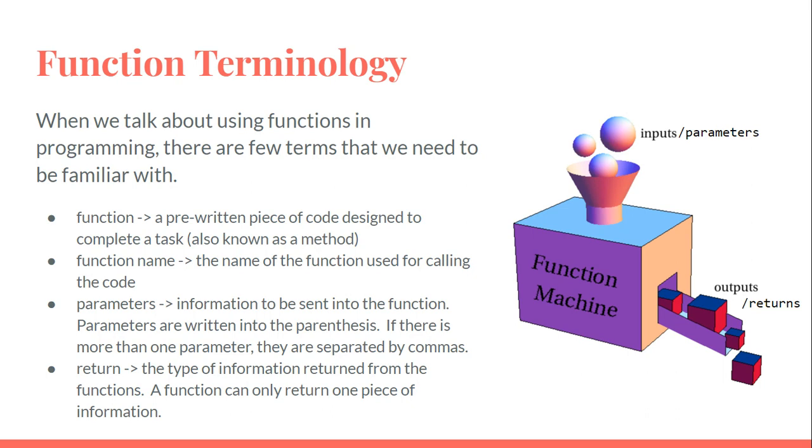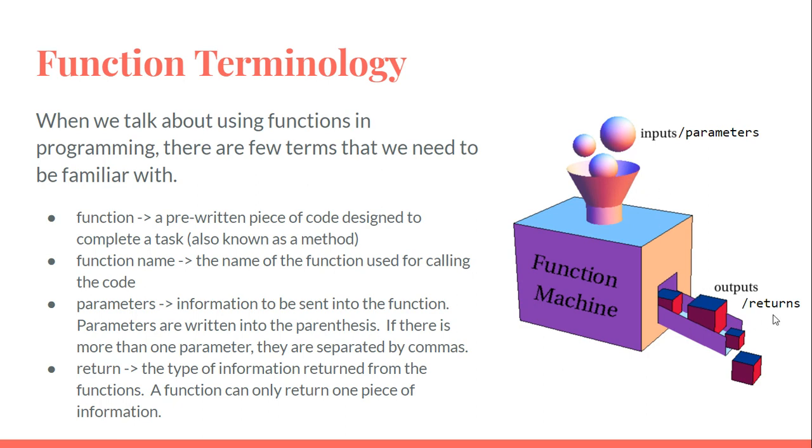I will from time to time refer to this as a method. I often use the words function and method interchangeably. We give that pre-written piece of code a name. That's the name of the function which we use to call the code. The information going into the code, the input, is known as parameters. When we're writing code, parameters are written inside of the parentheses. If there's more than one parameter, we separate them by commas.